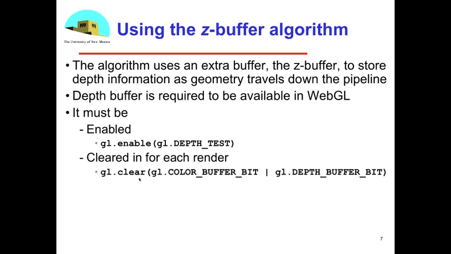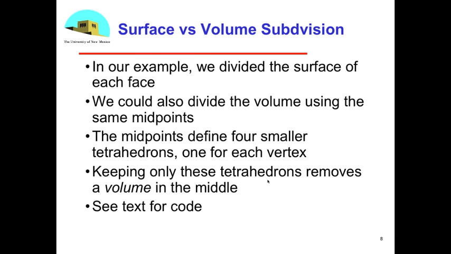So rather than just clear the color buffer, you're clearing also the depth buffer, and you're using the OR to say you want to clear both of those each time. So it's basically two lines of code have changed, and we're automatically doing hidden surface removal. Very easy to do, really doesn't slow you down at all.